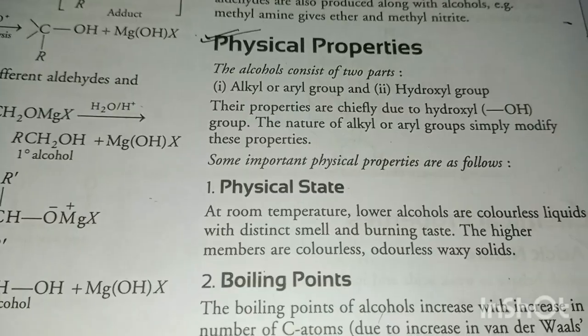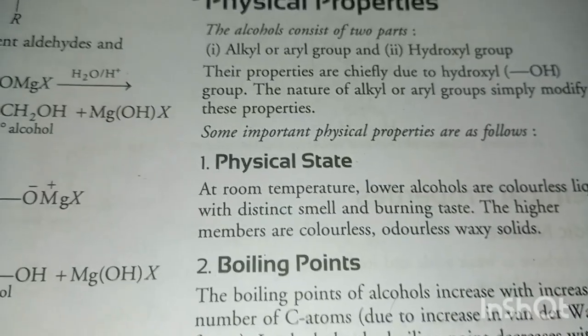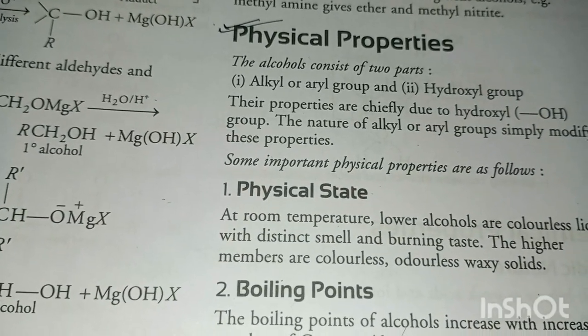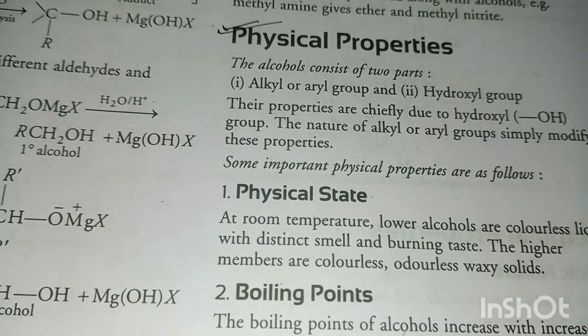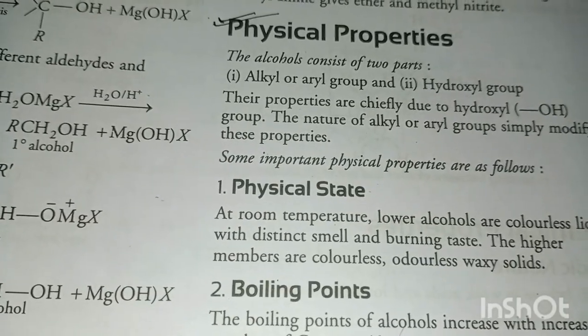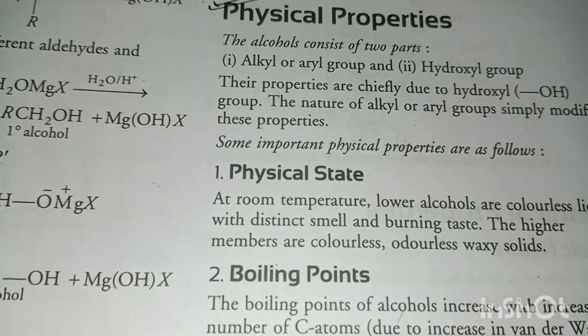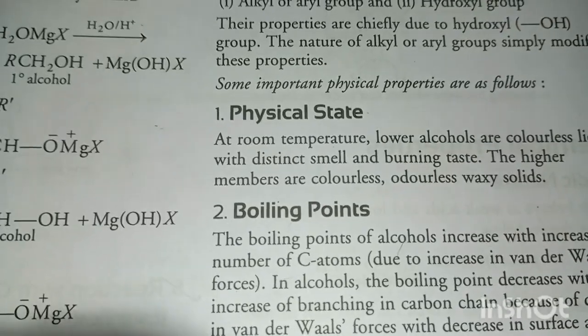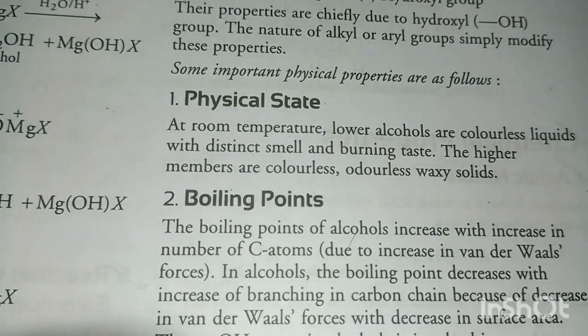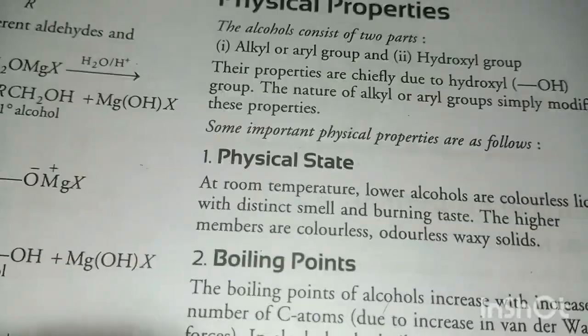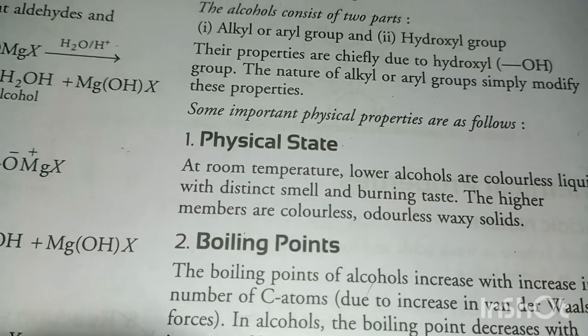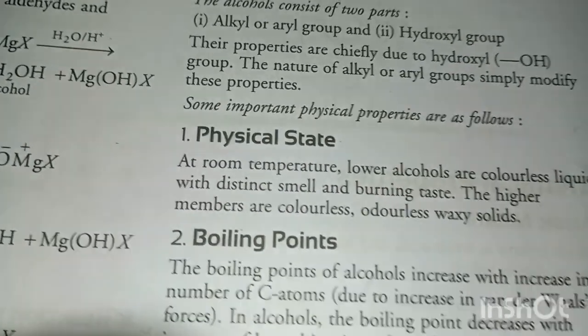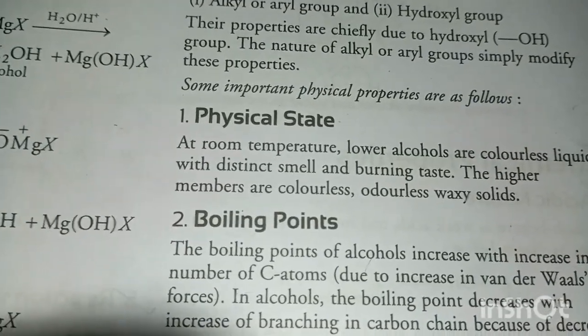Our next topic is physical properties of alcohols. Alcohols consist of two parts, that is alkyl or aryl group, and hydroxyl group. So their properties are chiefly due to the hydroxyl group. Physical state at room temperature: lower alcohols are colorless liquids with distinct smell and burning taste. The higher members are colorless, odorless, waxy solids. Ethanol, for example, is liquid at room temperature.